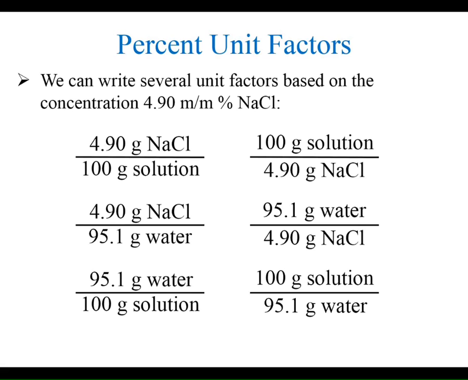So the one you're most familiar with is this first one: 4.9 out of 100, the thing you're interested in over the total. But you could also say, maybe I want to know how much water I have to add. So I'm going to focus on just the solvent: 4.9 out of 100 minus 4.9 gave me 95.1. Everybody see where this came from? Because this right here is the 4.90 plus 95.1. That gave me the 100.